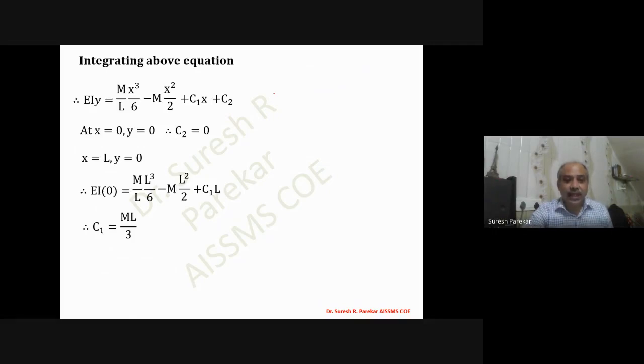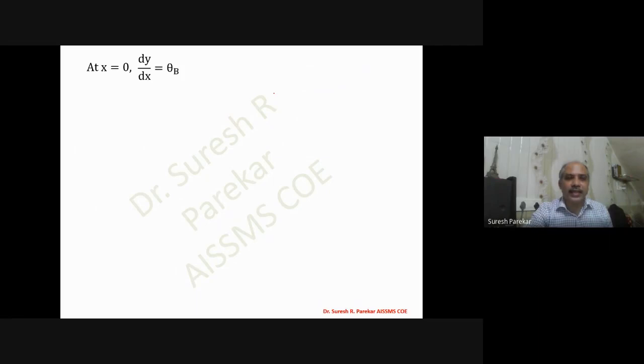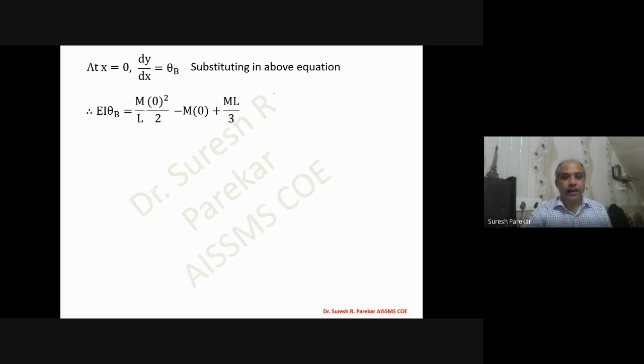Now I will again substitute this in the equation of slope, and that gives me the equation EI dy by dx equal to M by L x squared by 2 minus M x plus ML by 3. Now here, at x equal to 0, dy by dx equal to theta B, same as in the first case. If I substitute this value, the first term is 0, the second term is 0, and ML by 3 remains.